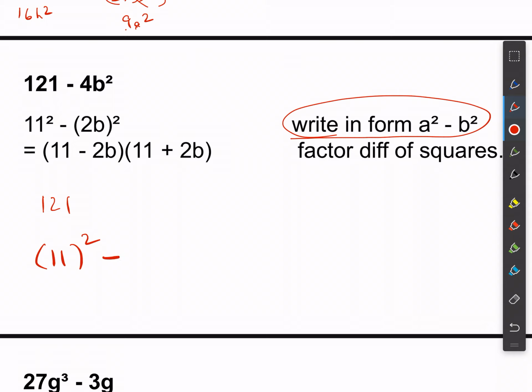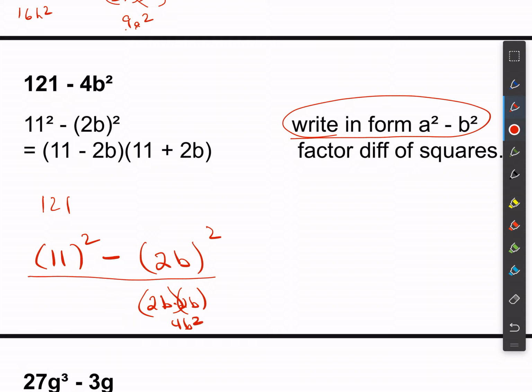Okay, minus something squared. So notice we cannot put a 4 in here. We have to take the square root of 4, which is 2b. Okay, because you can always check yourself. 2b times 2b, which is what 2b squared is, would be 4b squared, which is what I wanted. Okay, once I have this, I want to then write it out. Square root of 11 squared is 11, minus the square root of 2b squared, which is 2b, and then 11 plus 2b.